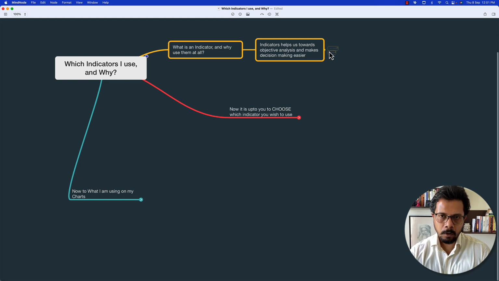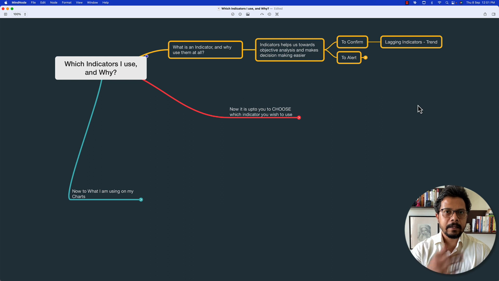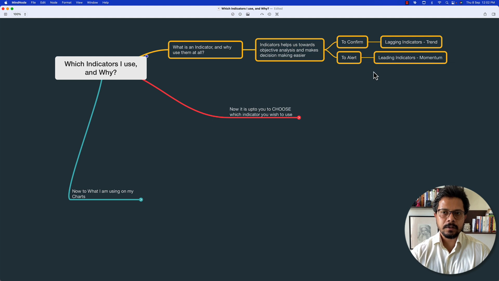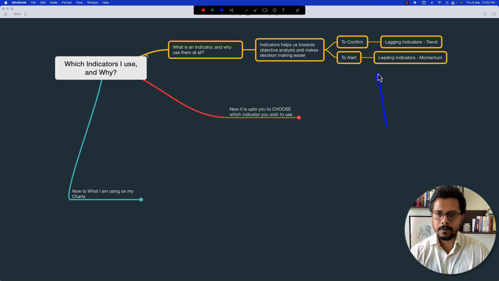Now, there are two things that a particular indicator does for us. Number one, it helps us to confirm, and it also helps us to alert. To confirm is a lagging aspect, and this is where all the lagging indicators come into play, like the moving averages. On the other hand, to alert is essentially the leading indicators, which try to give us the information before the event has even happened, something like a momentum indicator. Now, when I take classes, I generally take a very silly example to explain to my students what I mean by confirm and to alert.